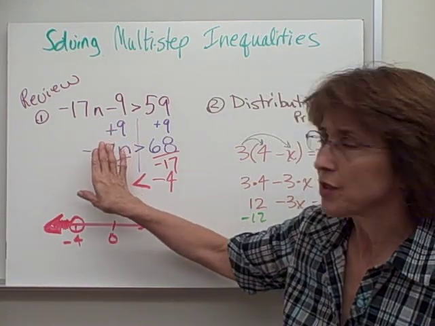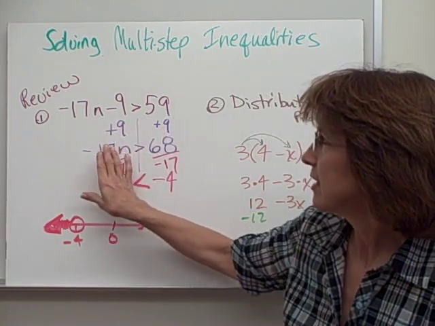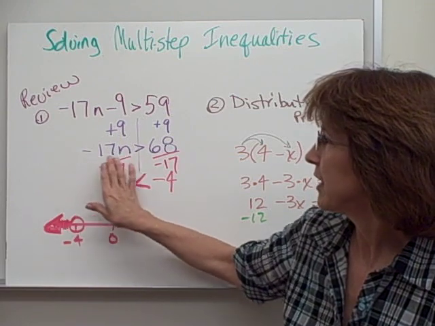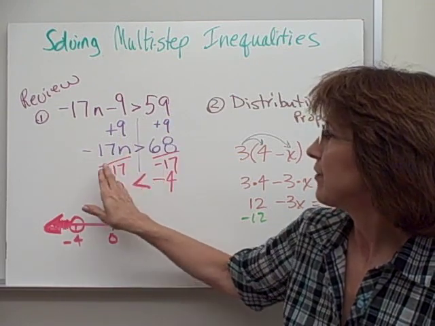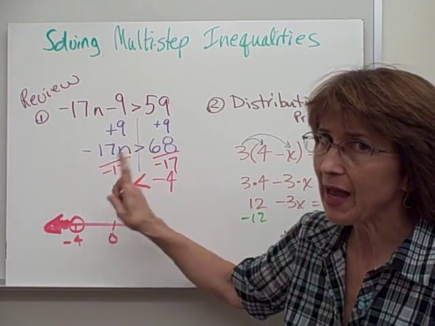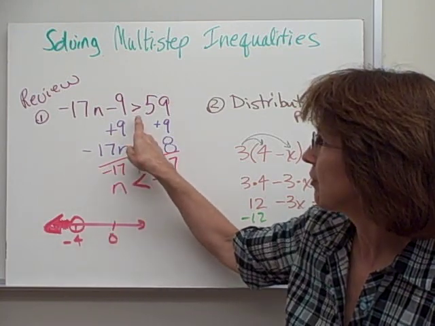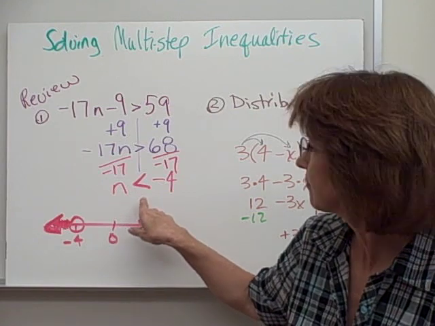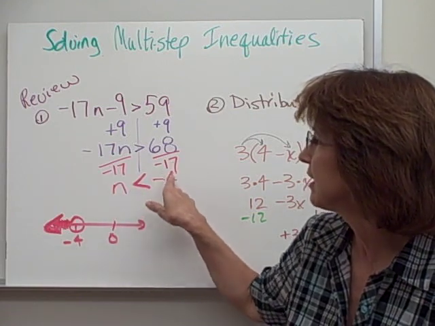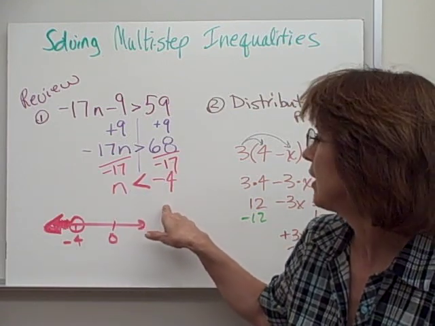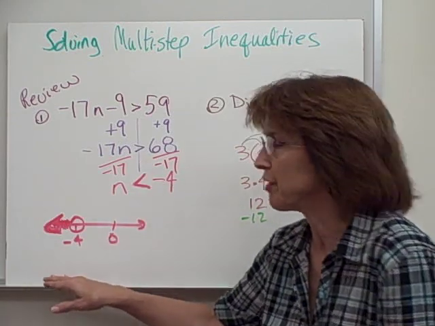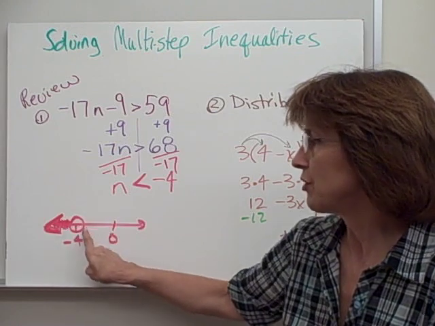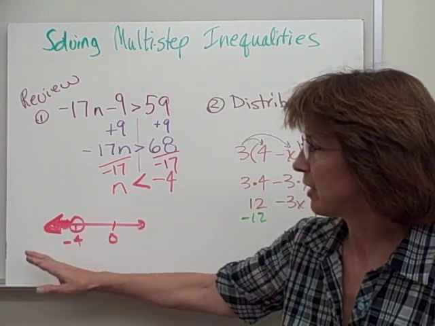All right, so first step, of course, is to add 9 to both sides. Then we bring that down. It's going to be negative 17n is greater than 68. And then we divide by a negative. So that's when we have to change the inequality from greater than to less than. We do that, we divide by 17, we see that n is less than negative 4. And then we're going to go ahead and graph it. We'll graph a few of these, not all of them. And of course, we put a hollow dot on negative 4 and graph to the left.